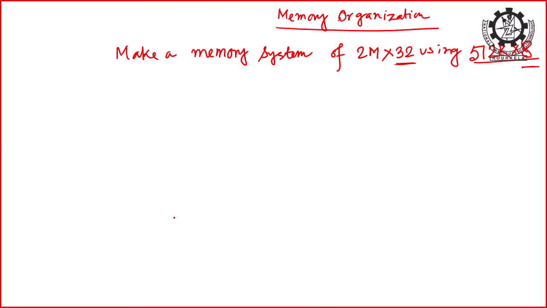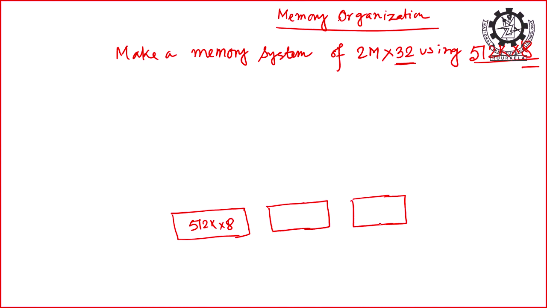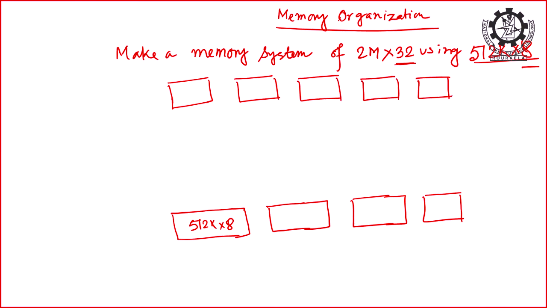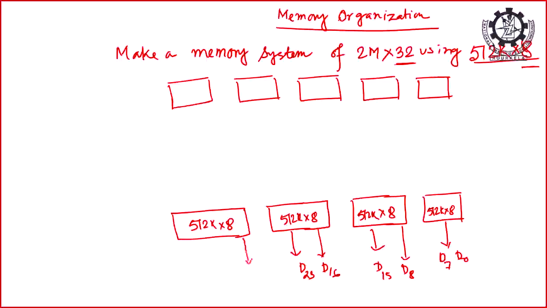So this is 512 K into 8. Similarly, now we got the word length from here: we will get D0 to D7, and from here also it will have 8. This is also 512 K into 8, and this is also 512 K into 8. Here we will get D8 to D15, here D16 to D23, and here D24 to D31. So the total word length is 32 bits.